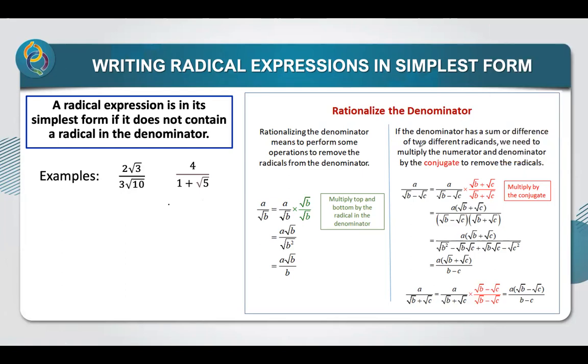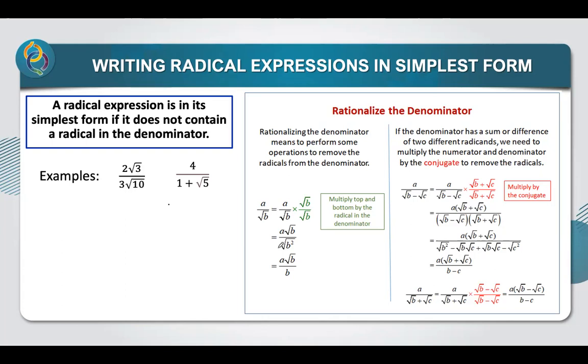Look, I have an explanation here. If the denominator has a sum or difference of 2 different radicals, we need to multiply the numerator and denominator by the conjugate to remove the radicals. Our book has started talking about rationalizing the denominator without us having discussed how to multiply binomials and so on. But definitely that one is making use of what we call the distributive property.